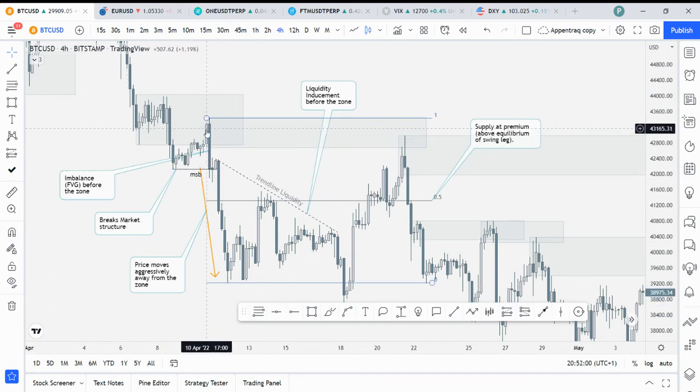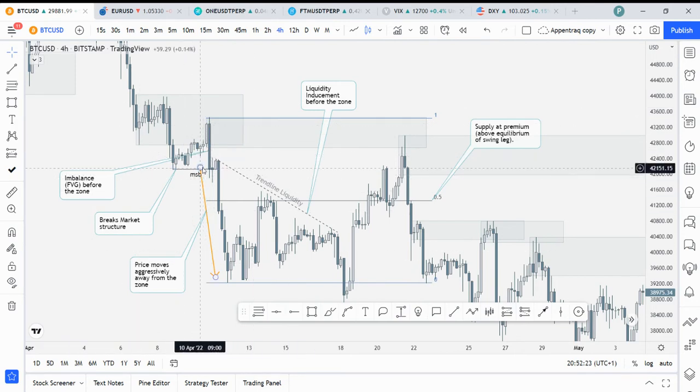For example, look at this supply zone right here. You can see how price aggressively sold off. You can see the Marubozu candles, the red Marubozu candles. Once you see a strong sell-off from the zone, then that zone is more likely going to hold.